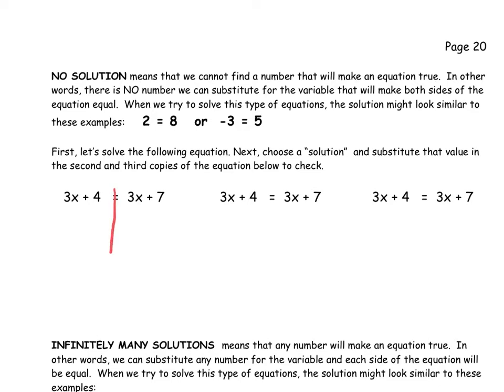I see a term with variables on this side. I see a term with variables on this side. We usually try to eliminate one of the terms with variables. And we usually go after the weaker one, but you can see they're both the same. So it doesn't matter where I start.